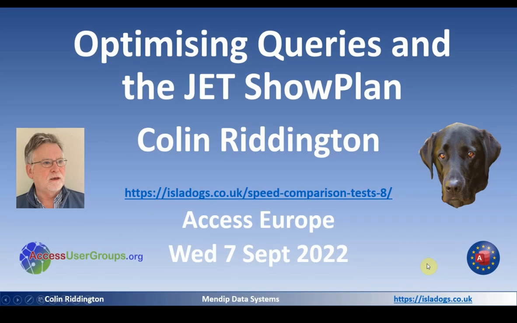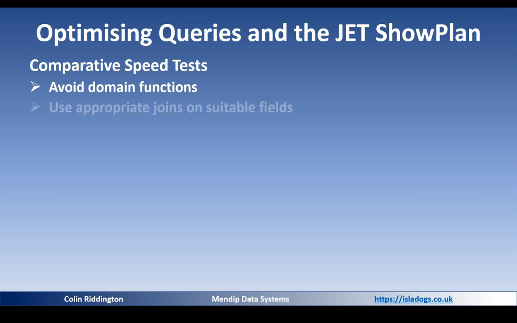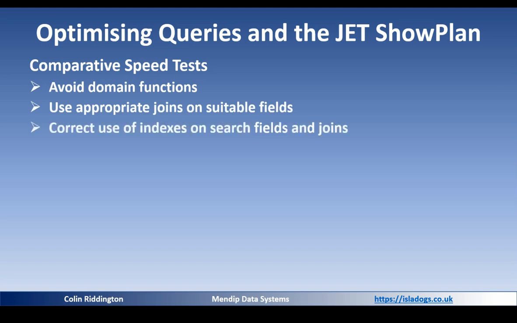Okay, optimizing queries in the JET ShowPlan. Now I'm going to try and do 3 different things today. I'm going to do a number of speed tests to actually show you how you can test one version of a query against another. And amongst those, and they're all going to be basically the same query to get the same results, I'm going to show you why you should avoid domain functions in your queries, how to use appropriate joins and on suitable fields. I'll explain that as we get to it, and the correct use of indexes on search field and joins.